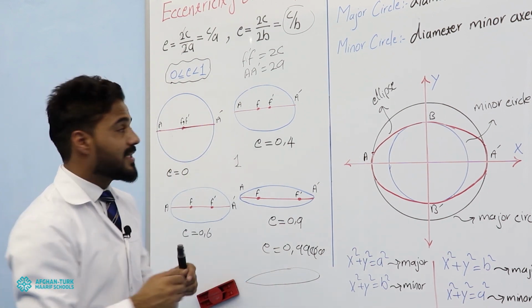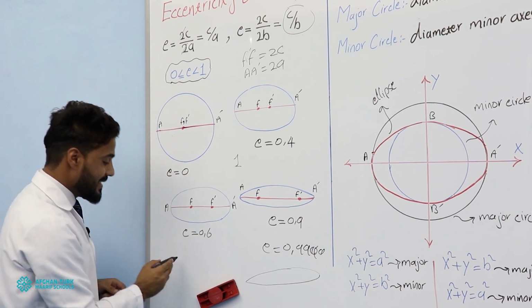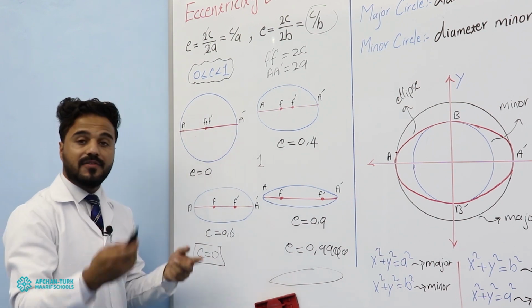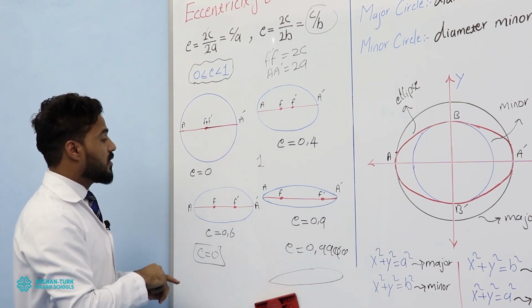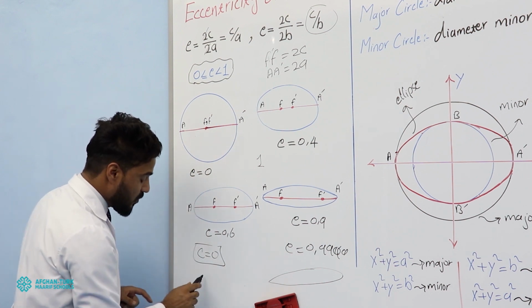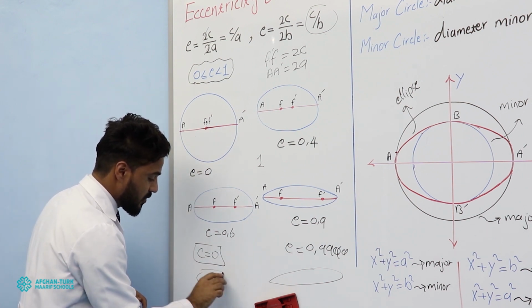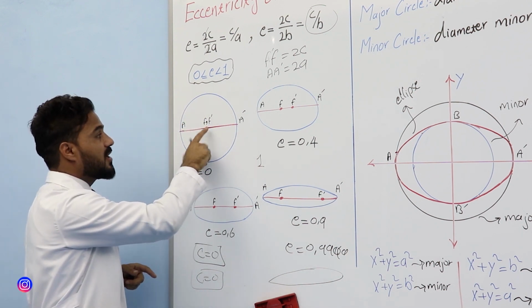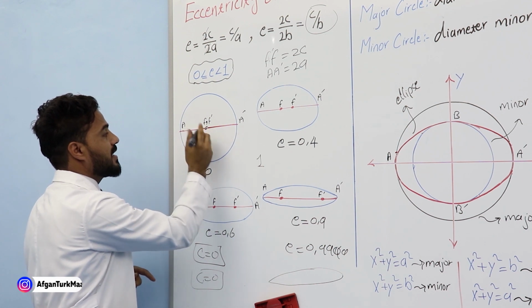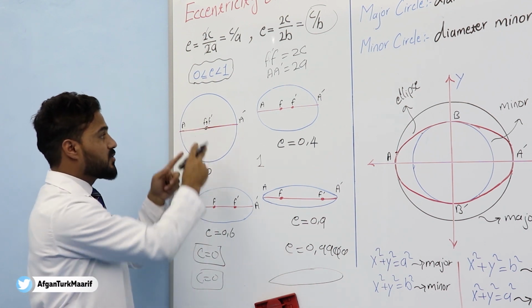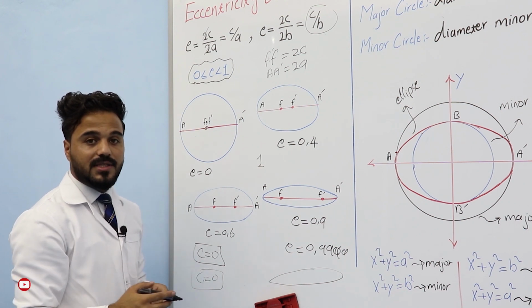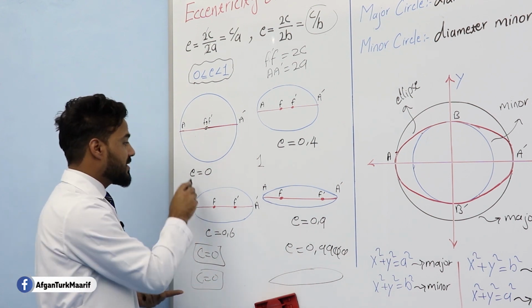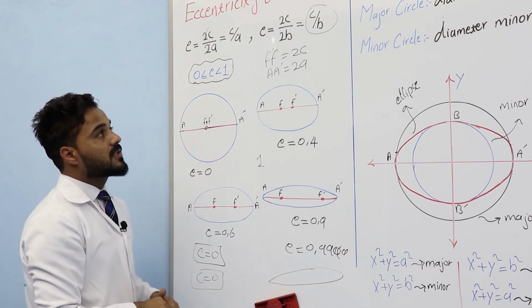So when eccentricity is equal to 0, when c is equal to 0, 0 divided by every number, we will have 0. So in here we can see that when we have c equal to 0, F and F prime lie on each other like this. In here we have this point, which is the center of this circle. This point is F and F prime. So the distance between F and F prime is equal to 0. So it means that c is equal to 0. 0 divided by every number is equal to 0. It means eccentricity is 0 in here.